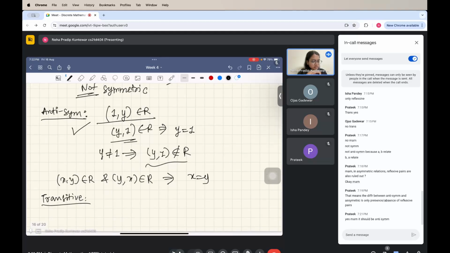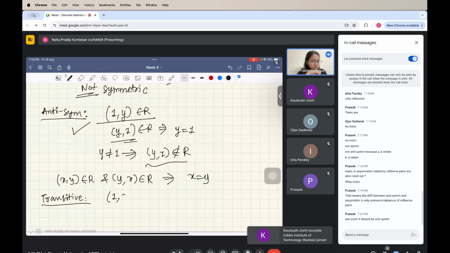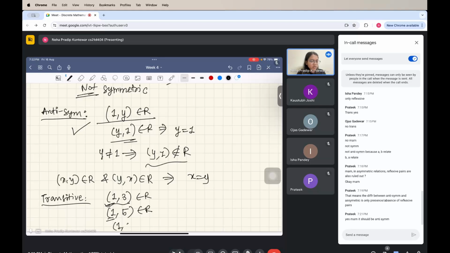So let's say 1 comma 3 is in the relation because x is 1, and 1 comma 5 is in the relation because x is 1 again. Then what can you say about 1 comma 5?